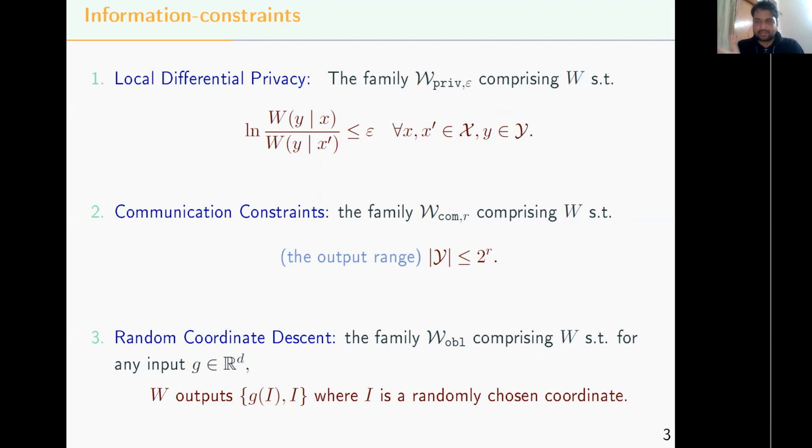So this is essentially that condition. You get to just see one coordinate. You can randomly sample which coordinate you want to see, and that's allowed. So you get to see that coordinate and the index which you sample. So these are the privacy constraints.